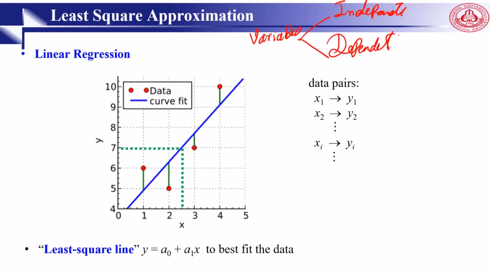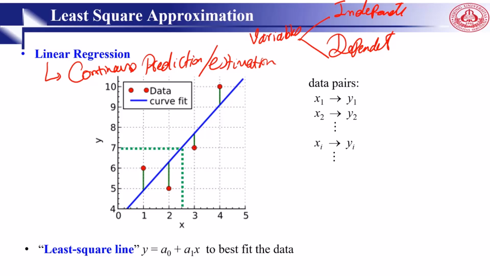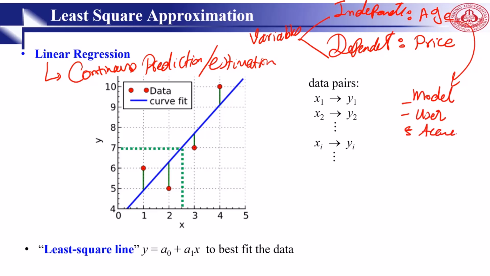In the case of price prediction or price estimation, linear regression is used for continuous prediction or estimation. In the case of car price estimation, the dependent variable is price, because we are going to estimate price based on what? It can be based on the age of a car, for example. It can be based on model, on user history, on accident history, or on several options that it may have.